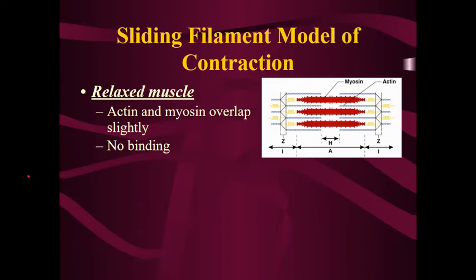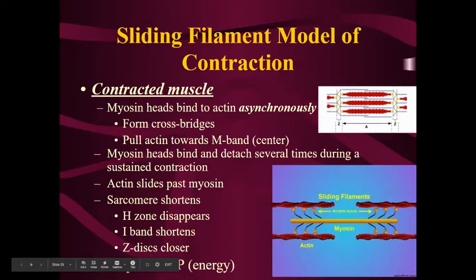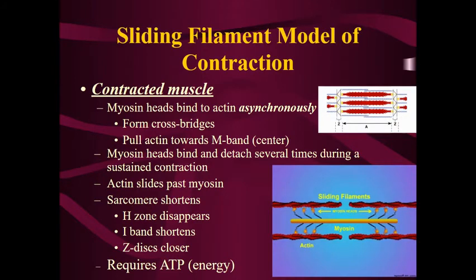Now in a relaxed muscle, the actin and the myosin overlap only slightly, and there's no binding. The globular heads are not attached to active sites on the actin. In a contracted muscle, the myosin heads start to bind to the actin active sites asynchronously. What that means is they're not all going to attach and pull at the same time. Each of those globular heads are going to be doing that at separate times. And you can see that in the animation on the bottom right of the screen.